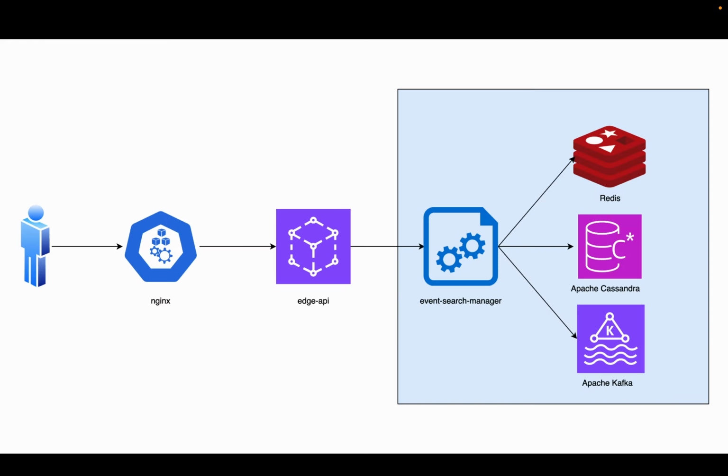Let me walk you through the search request flow. First, the user sends a search request through a proxy, Nginx. Next, the request is passed to a microservice called HAPI, which handles validation, post-processing, and business logic. After that, the request is sent to a microservice called Event Search Manager, where the request is registered and assigned a unique ID. After that, registration details are sent to a Kafka topic.